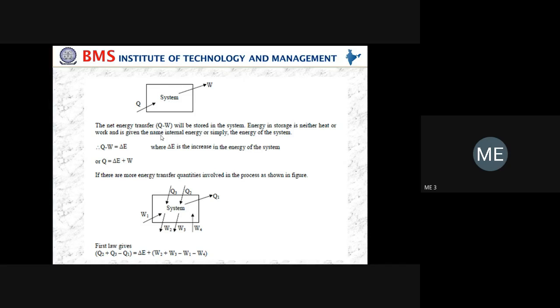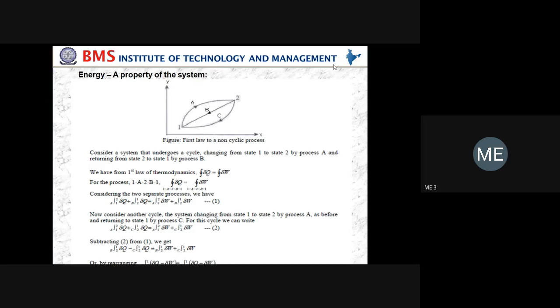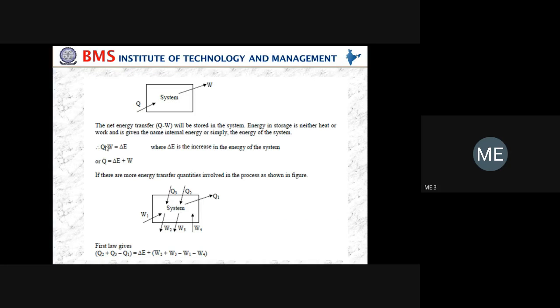The first law of thermodynamics. Remember, we use this formula in all the chapters. It's one of the important formulas. Q minus W equals delta E, or Q equals delta E plus W. This internal energy is either represented by symbol E or sometimes U. Both are used to represent internal energy. This is the first law of thermodynamics.